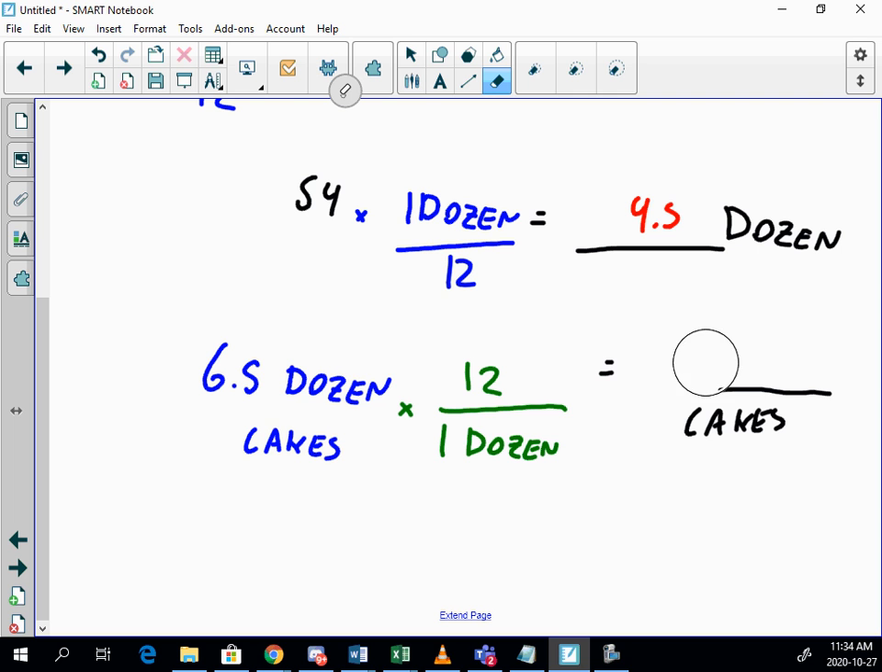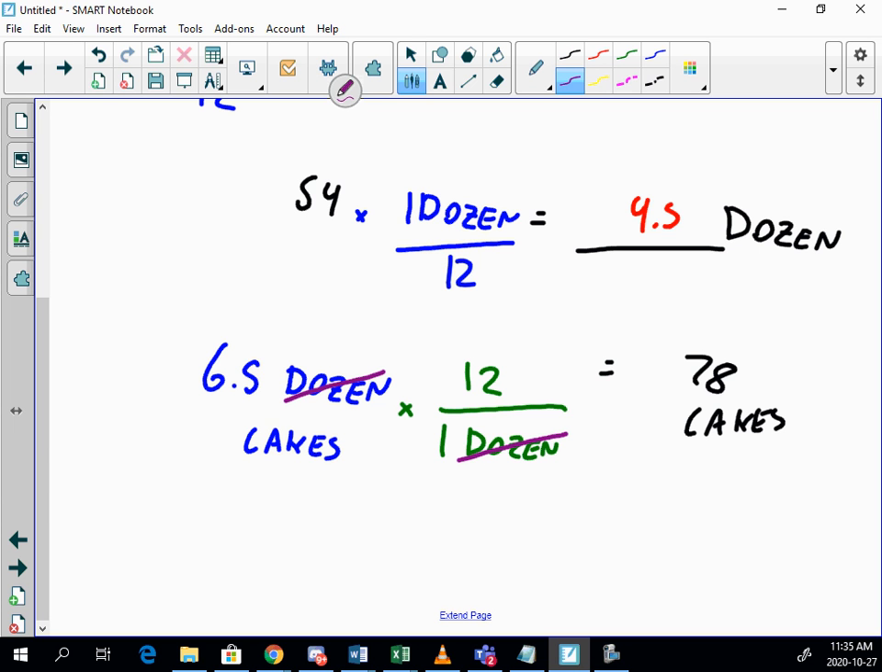Now when I do that, I do the math. I do 6.5 times 12, and I get 78. And then since I multiply by a dozen and divided by a dozen, my dozens cancel out. And I'm left with just 78 cakes. So by using a conversion factor here, I could go back and forth from a number of dozens of cakes to a count of cakes.